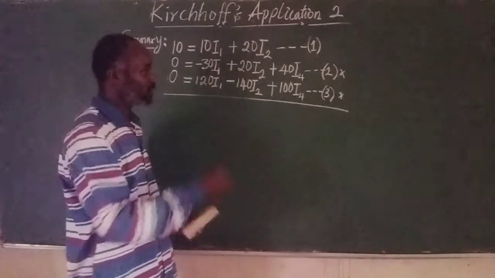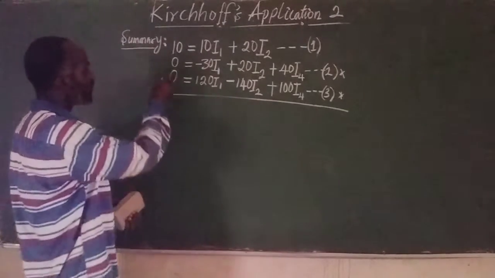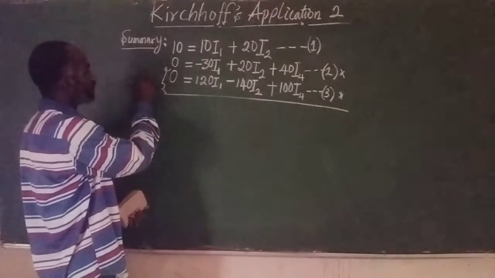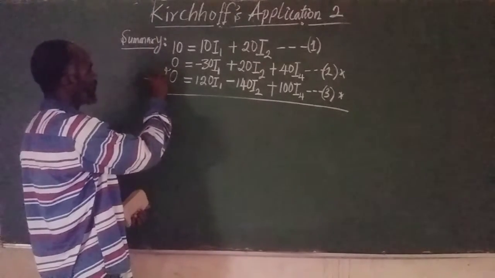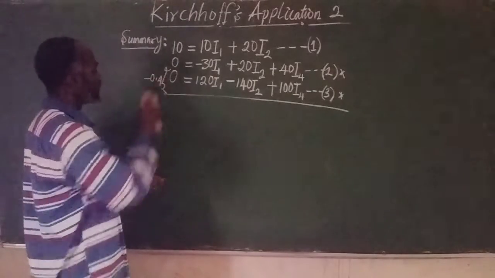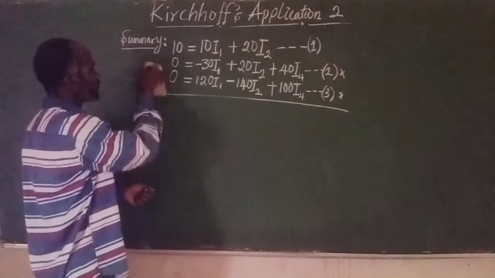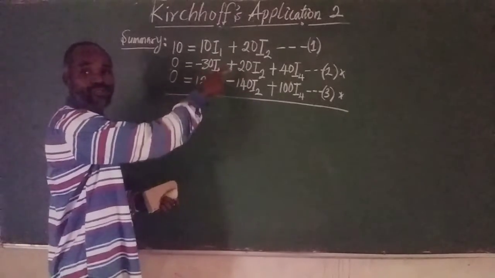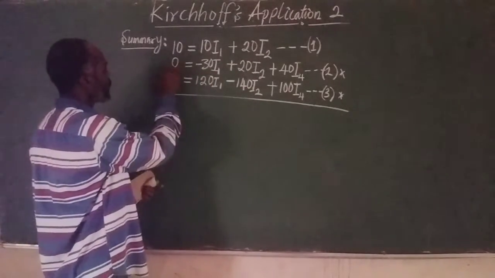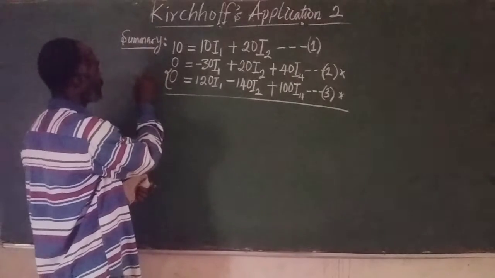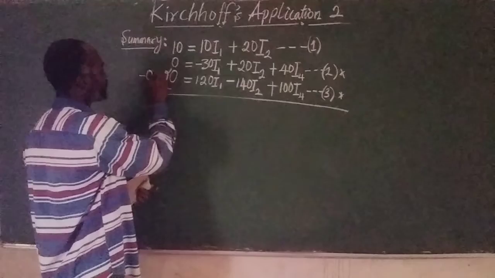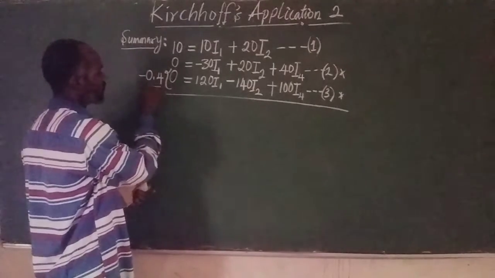All right, let's go into this. So for us to be able to normalize this, we multiply equation 3 with minus 0.4. Let me write it well. For us to be able to normalize the third equation with equation number 2, we multiply equation 3 with minus 0.4. So take note of this.